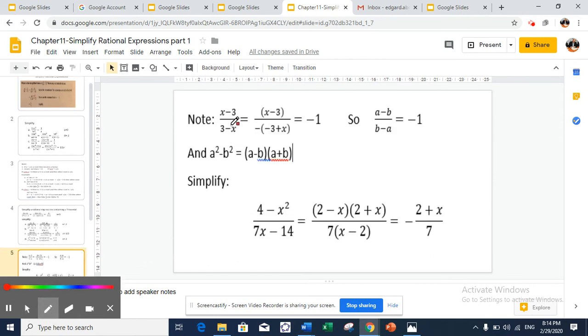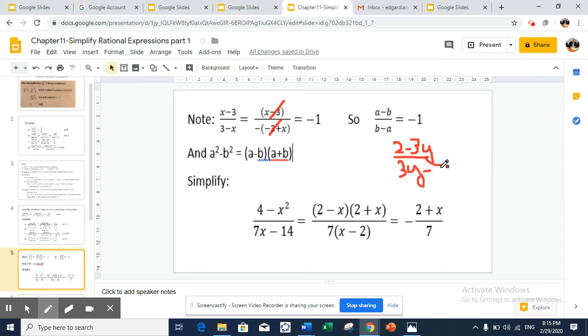Another note, if you have x minus 3 and down 3 minus x, you can put minus outside. You're left with minus 3 plus x. You can cancel, it's minus 1. So from now on, without thinking, a minus b, and if it's switched down, b will be the first and a will be the last, and it's minus 1. For example, if you have 2 minus 3y over 3y minus 2, it's the same but opposite sign. So directly, this is minus 1. Okay, you can simplify it to minus 1.